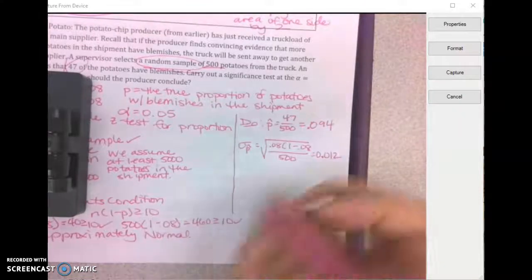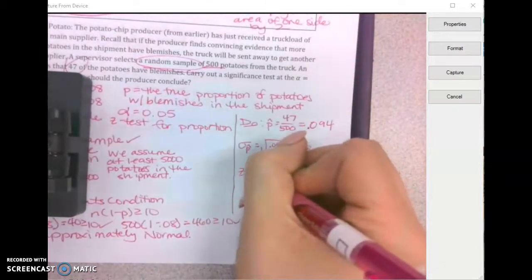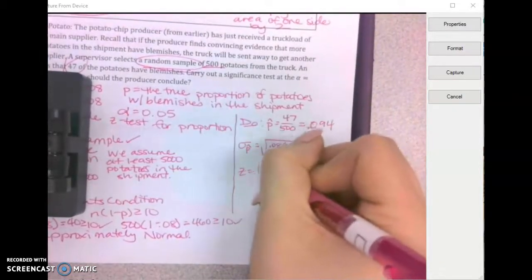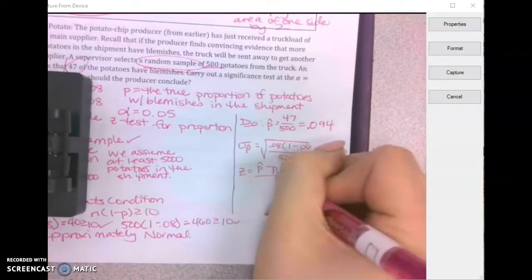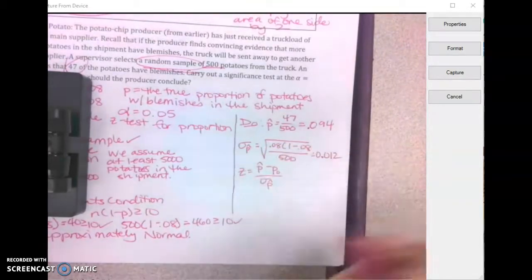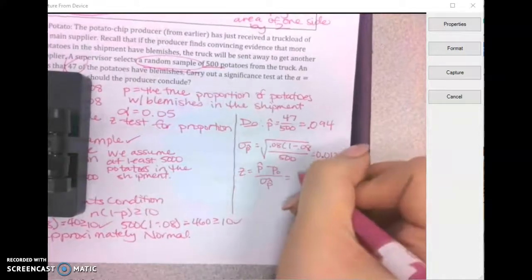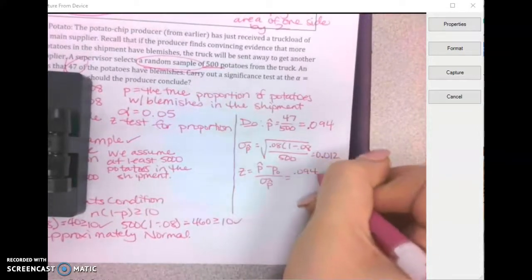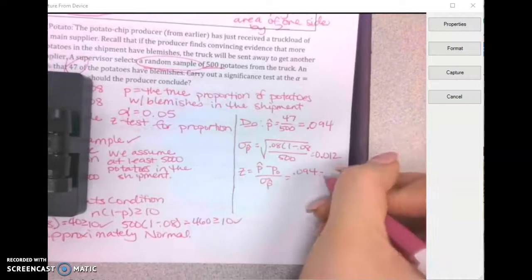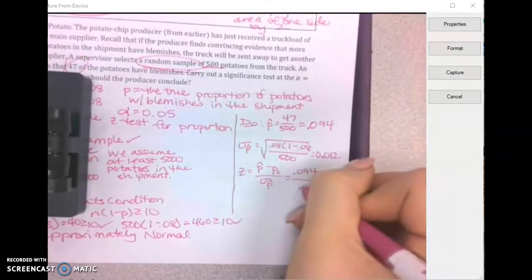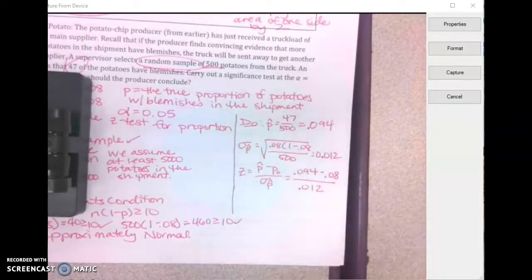Okay, our z value is going to be our p hat minus our p sub o over our standard deviation here, so we get 0.094 minus our 0.08 over 0.012.